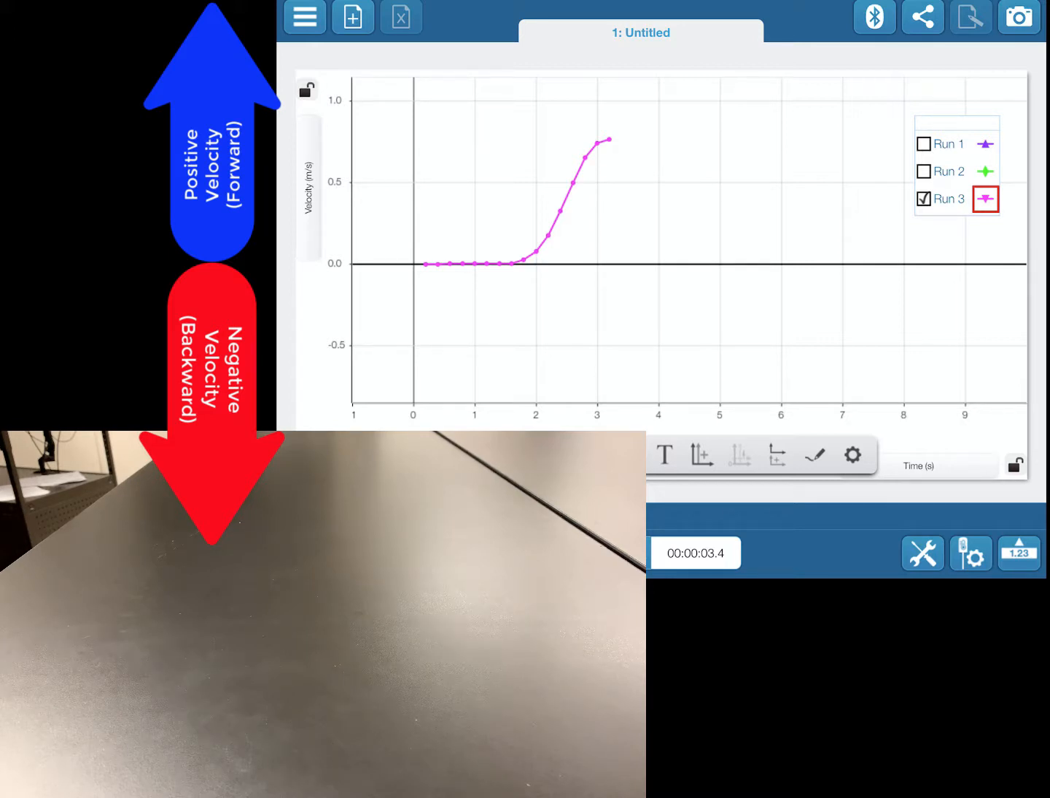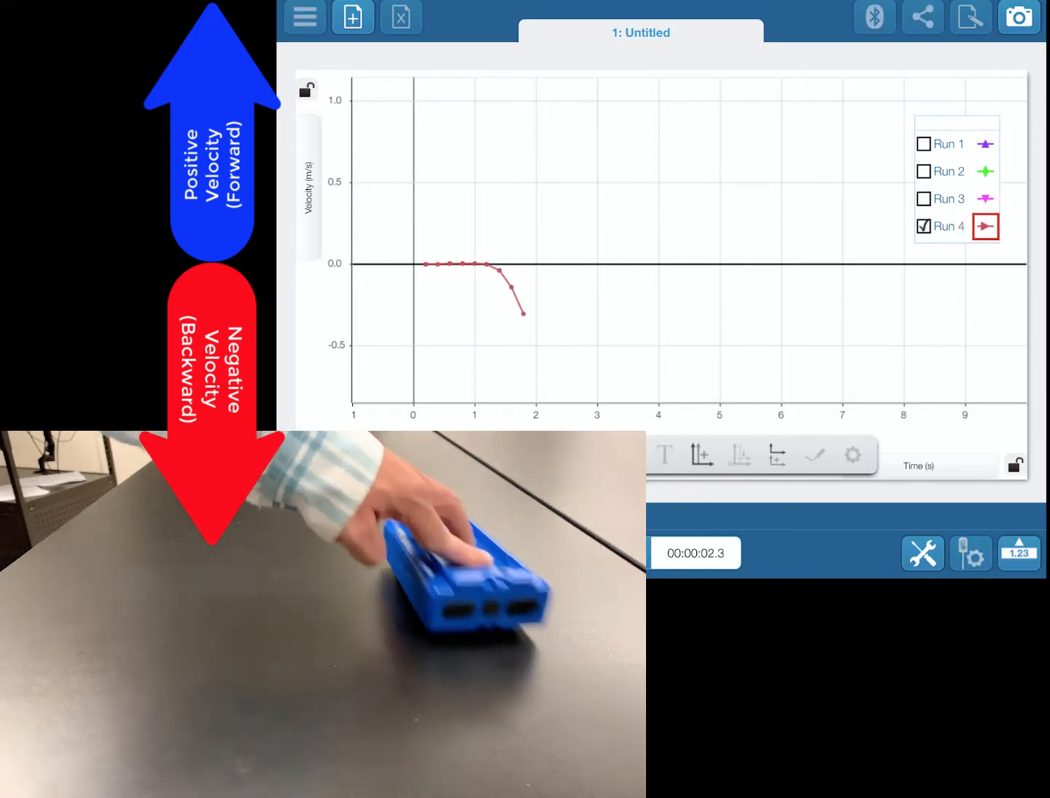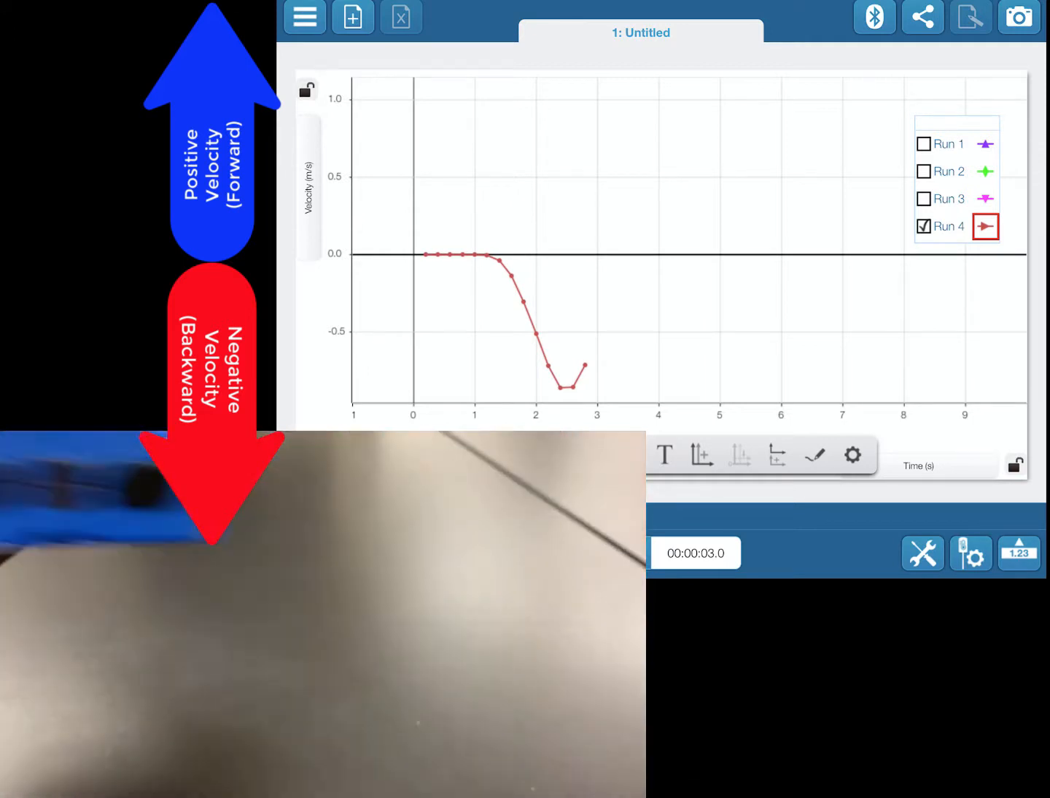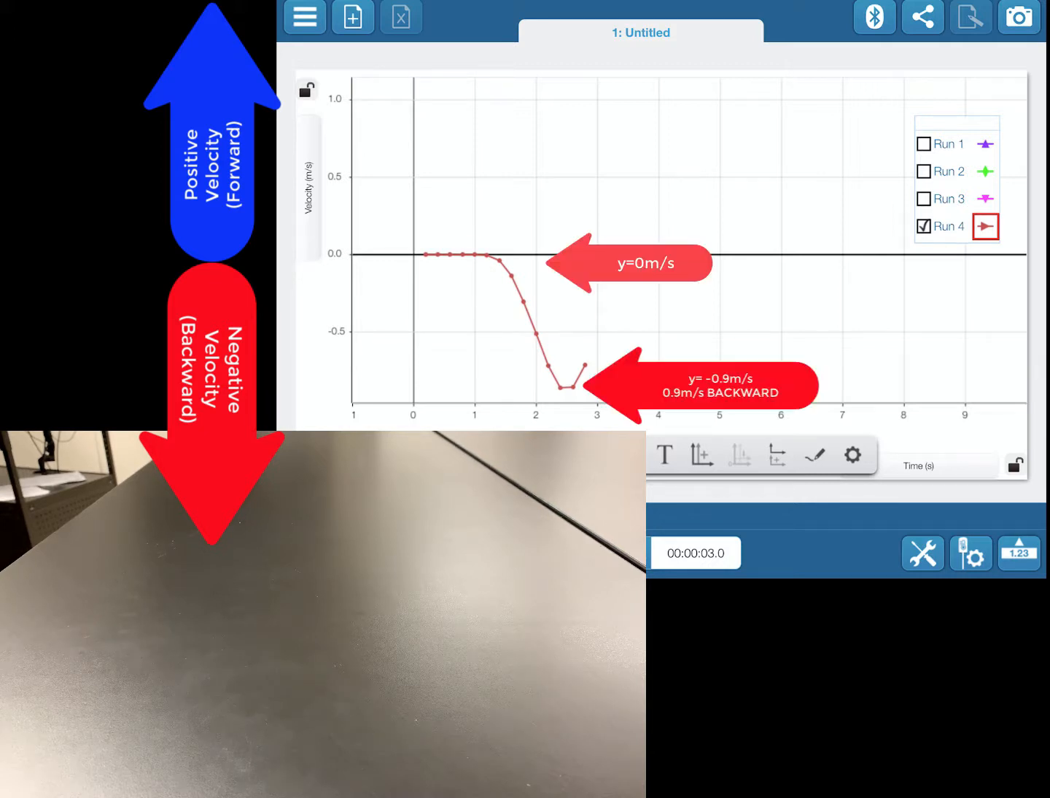I want to show you now what it looks like when it accelerates in reverse. I'm going to start over here so I have more room. I'm going to let it sit for a second, and now I'm going to speed up backwards. And you can see that we get this line that shoots away from the x-axis, or the y=0, but it's going the other way. Again, it is negative. Negative does not mean it's less than positive. It just means it's in the other direction.